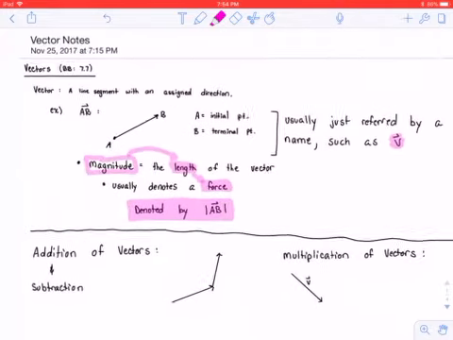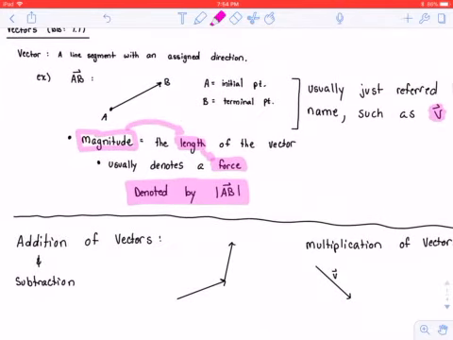So that's what a vector is. Again, as I said, it is a directed force, which is probably the best way to summarize everything. So you need to make sure you have direction, and you have to have a specific length to represent the magnitude or the force of the object.